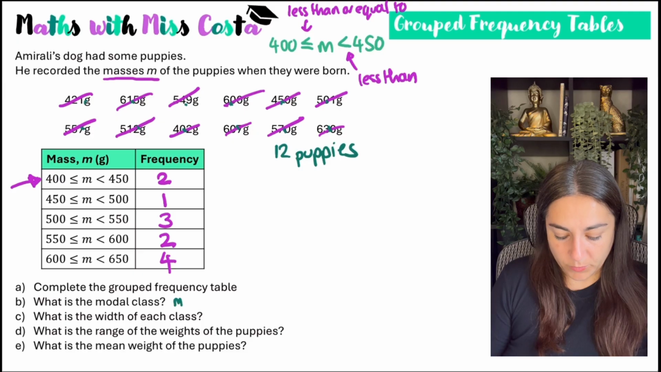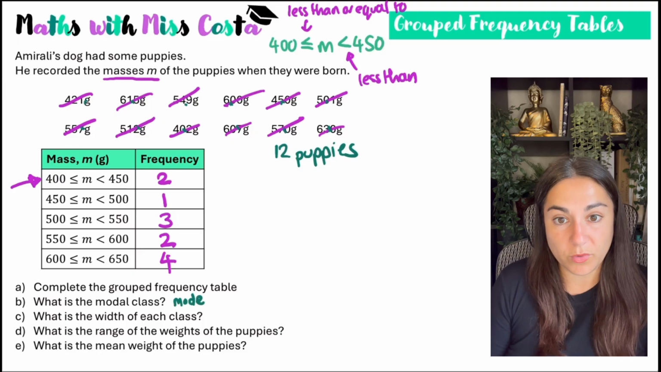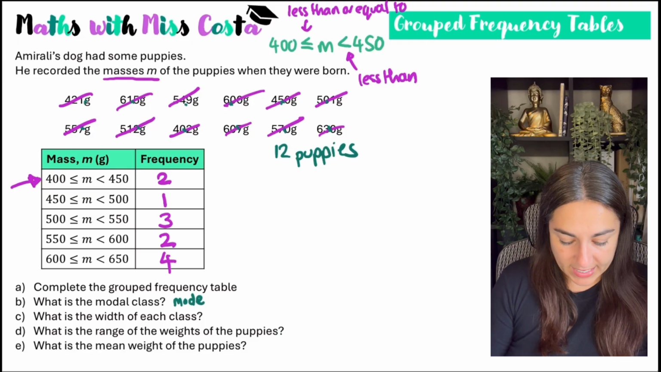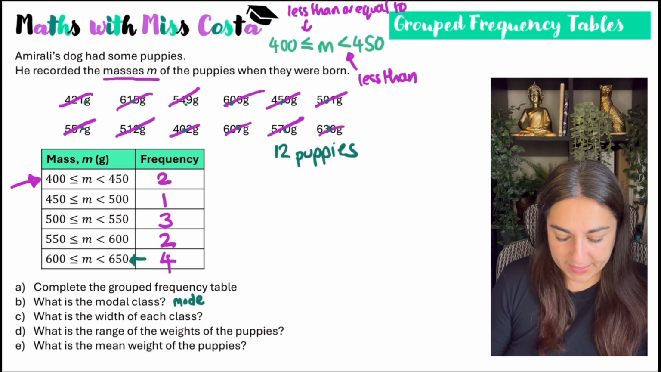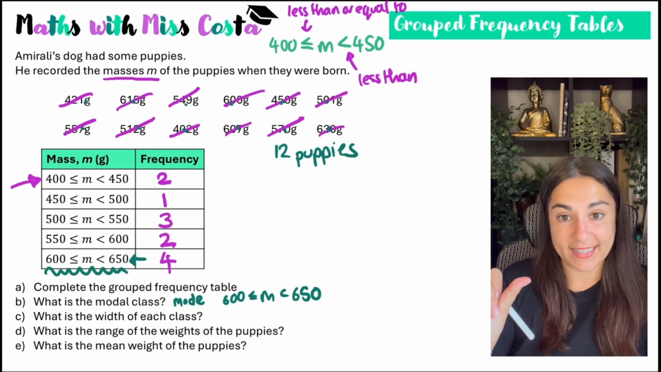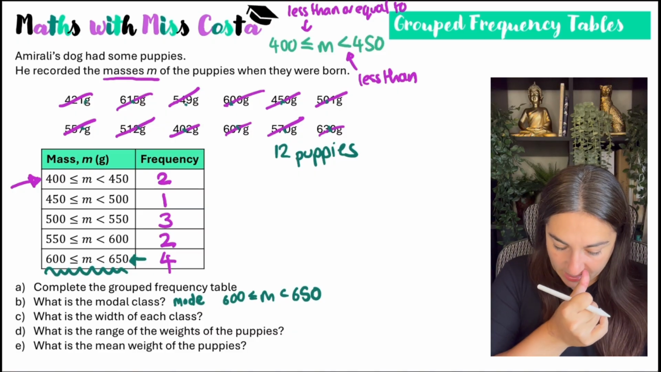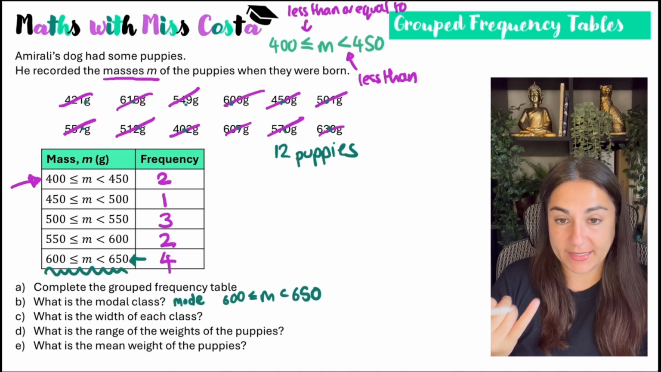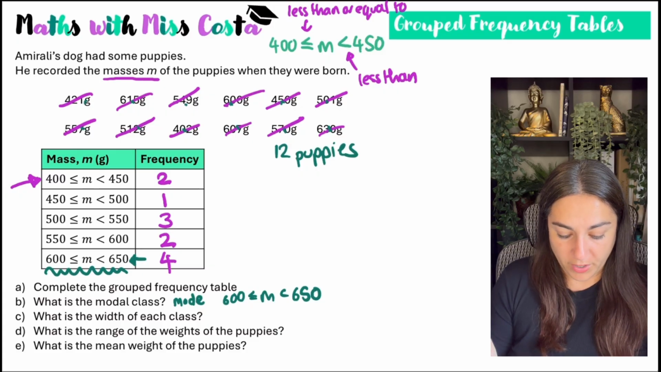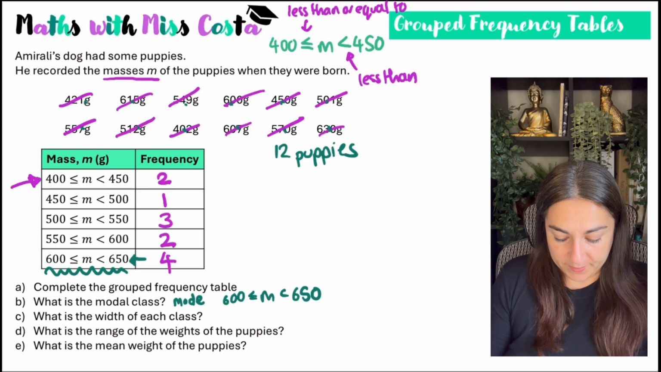Now, what is the modal class? Remember, modal is just the plural for mode. So I'm looking for the class that has the highest frequency, and that would be 4. So 4 puppies were between 600 and 650. So when they're asking for the modal class, you write out the whole class as it is in its inequality. What is the width of each class? So that means what's the difference in weights? So you go between 400 and 450. So we're going to say it's 50 grams.